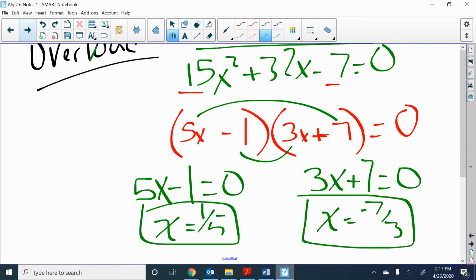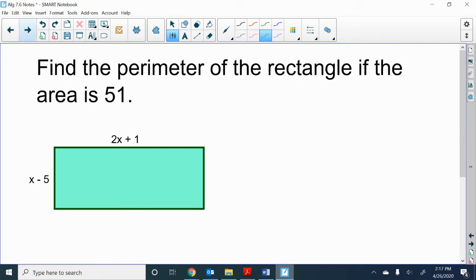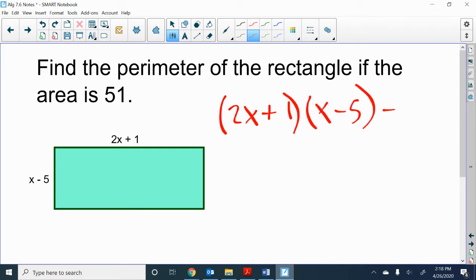Okay, let's try the next one. Find the perimeter of the rectangle if the area is 51. Okay, so obviously to find the area, I'm going to multiply the two dimensions together, and we're going to set them equal to 51. Now, there is a shortcut. If you know numbers that multiply together to get 51, there aren't too many of them.